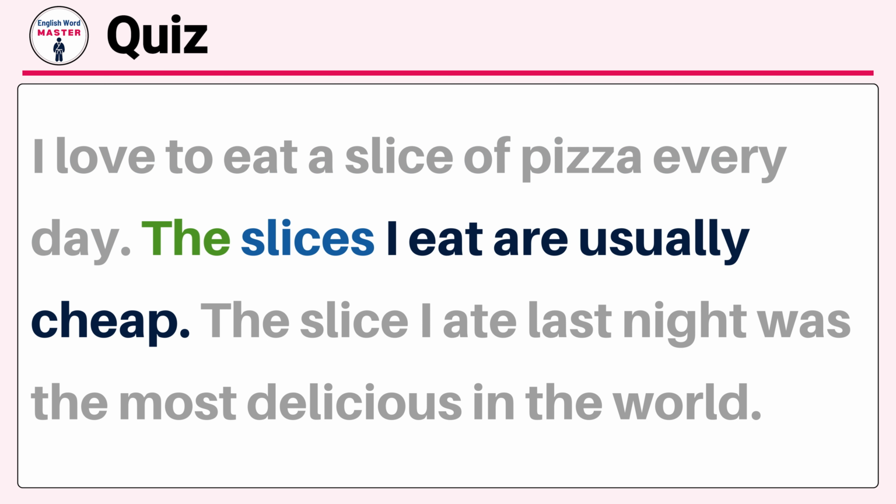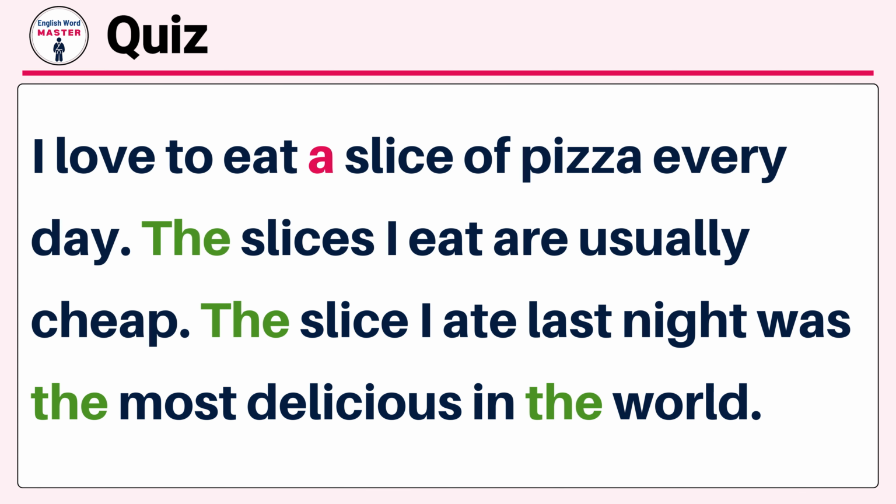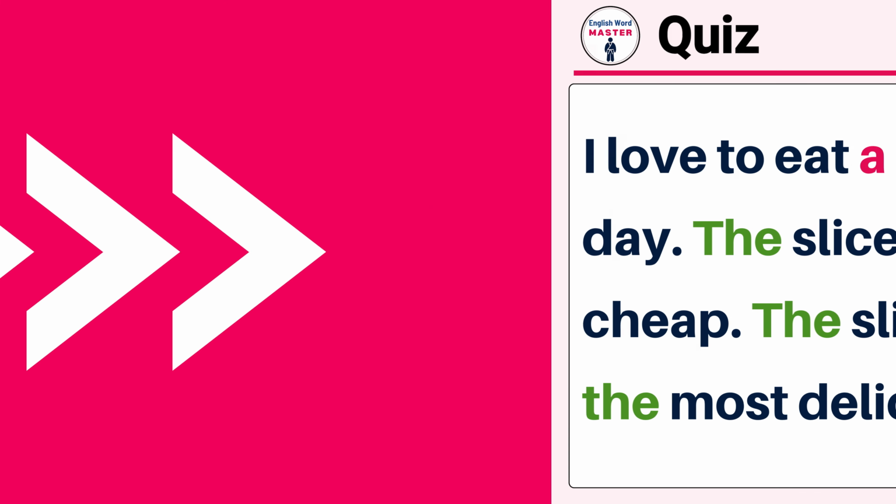In the second sentence, slices is actually plural and not talking about one specific slice, so you must use the slices. Remember, plurals always use the definite article, the. For the last sentence, we begin talking about the slice we introduced in the first sentence, so we must use the slice. Also, there is a superlative expression, so again, the definite article must be used for the most delicious, and in the world. Let's continue on with the lesson.